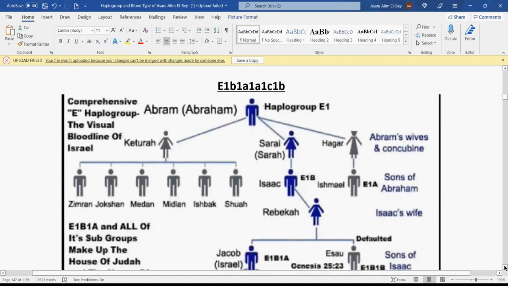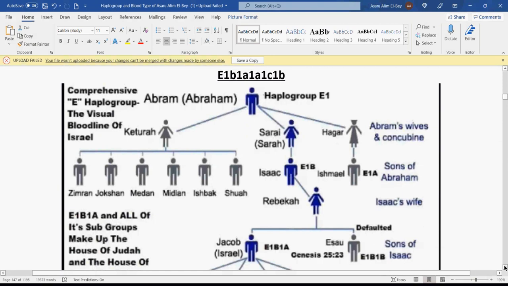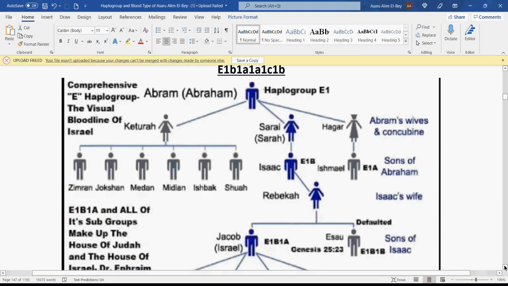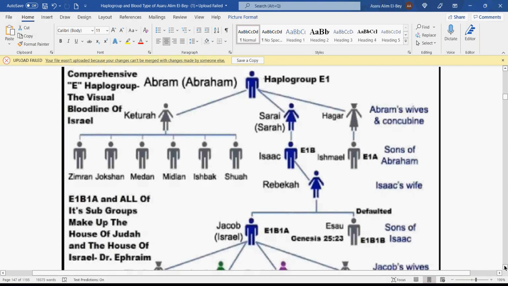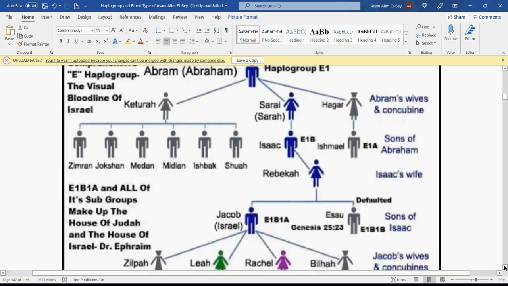Of course, we got Abraham from haplogroup E1, Keturah, who had Zimran, Jokshan, Medan, Midian, Ishbak, and Shuah. We have Sarah. Of course, Isaac, who married Rebecca, and they had children. I'll get back to them in a second. Then you have Hagar, Abraham's wife or concubine, and she had a son of Abraham, which actually would be Ishmael.